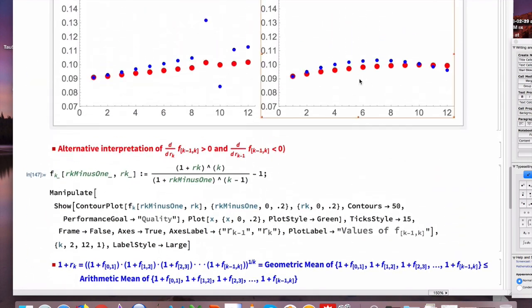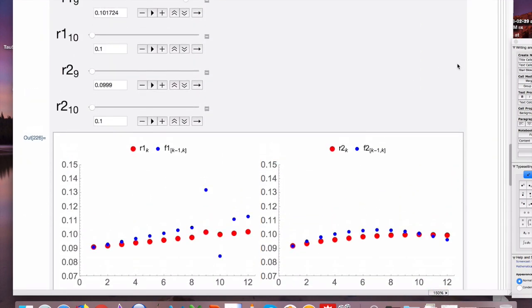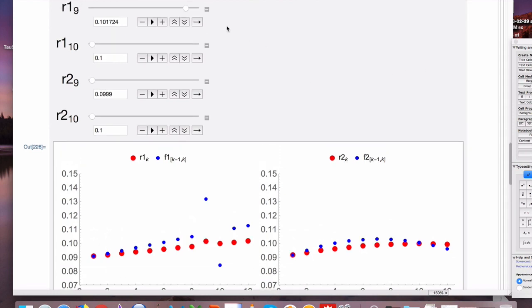Whoops. All right, let's go back up. This is having trouble here. Let's go back and put R9 back to where it started. And you also see that the other forward rates, the blue dots, are not affected by changes in R9.